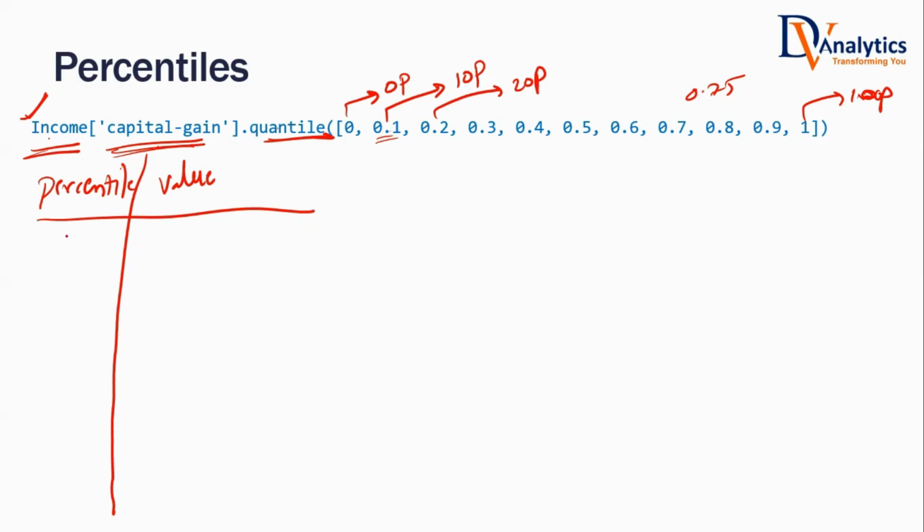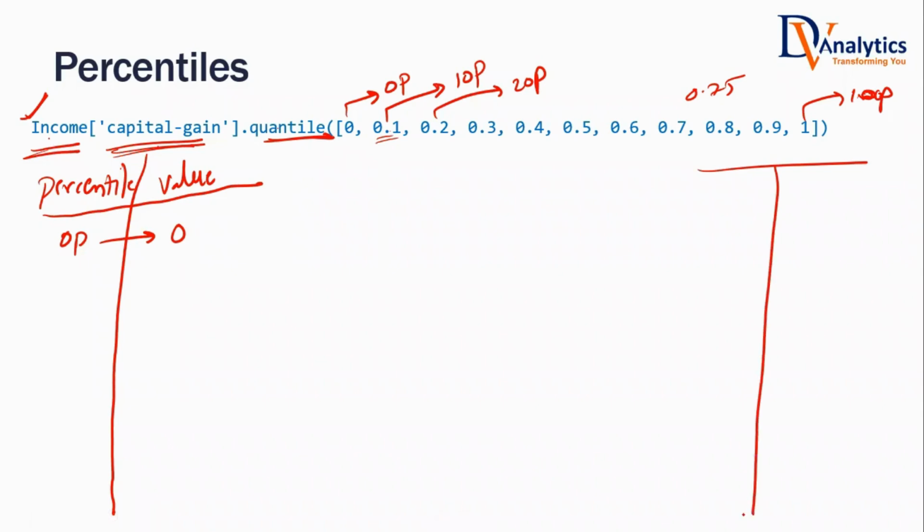Now, tell me, what's the 0 percentile value? 0. So that means when we did the analysis, when Python calculated using capital gain, it arranged the data and the 0 percentile happens to be 0. So what is our inference out of it? What do you write out of this? Minimum value of capital gain is 0.